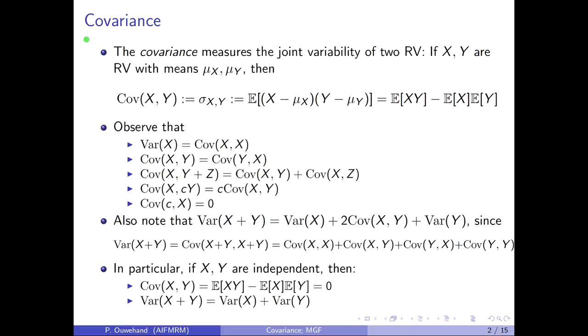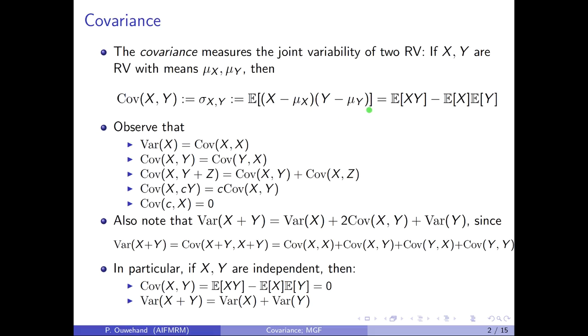So let's start by introducing the notion of covariance. The covariance measures the joint variability of two random variables. If x and y are two random variables with respective means μx and μy, then their covariance is defined as follows. It is the expectation of the product of x minus its mean times y minus its mean.